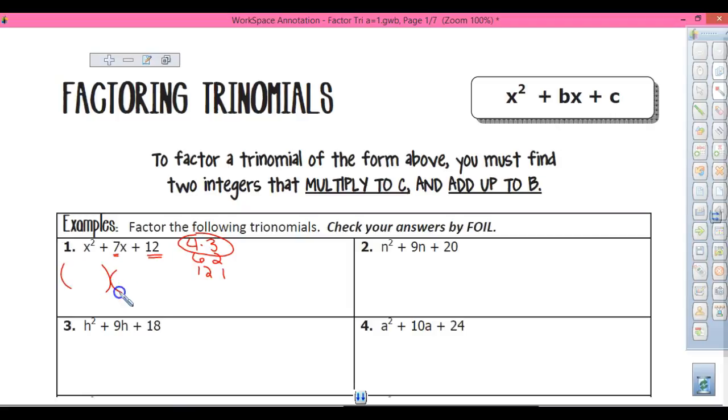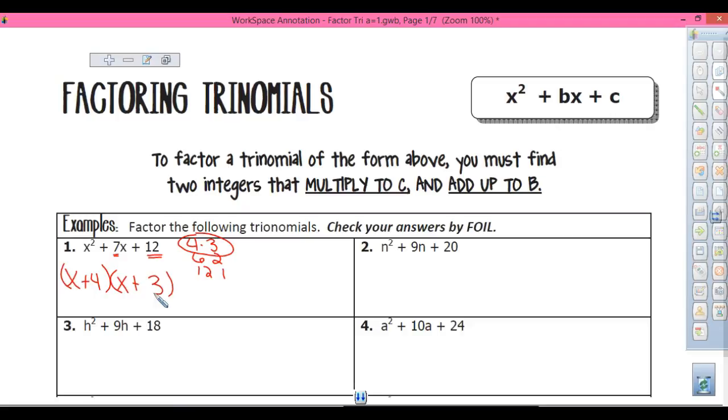So we need two sets of parentheses. Okay, how do I get to x squared? What times what gives me x squared? x and x. So it's going to be x and x. Are the 4 and 3 both positives? Yeah. So it's going to be x plus 4 and x plus 3.